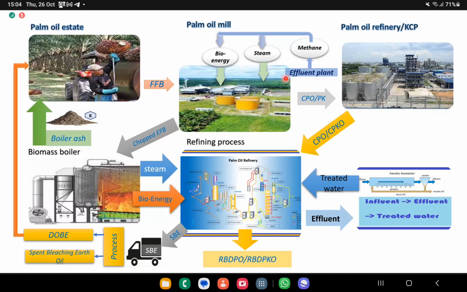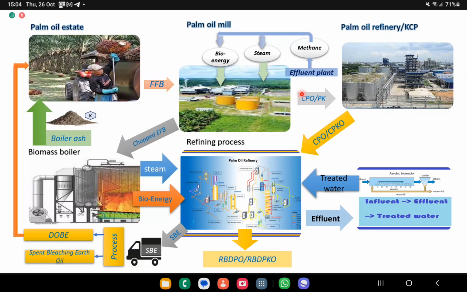Now the effluent plant, where the high organic matter is sent, is now modified to become anaerobic digesters, where they generate methane. That methane is sufficient to supply the boilers to generate steam, as well as to generate enough bioenergy or green energy to power the whole mill. And they even have access to supply neighboring estates and housing or any other requirements nearby.